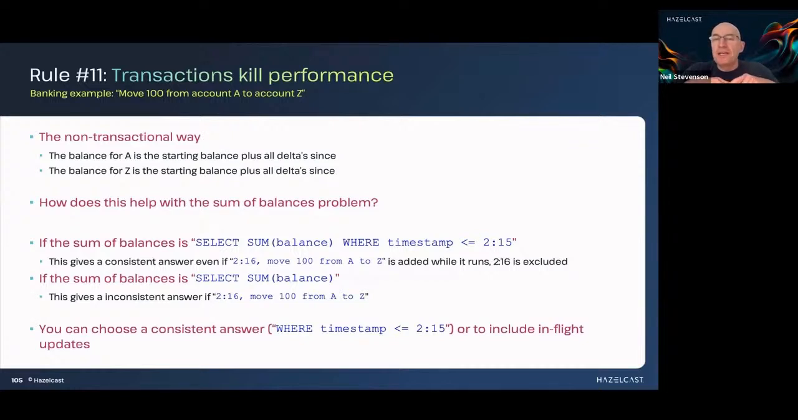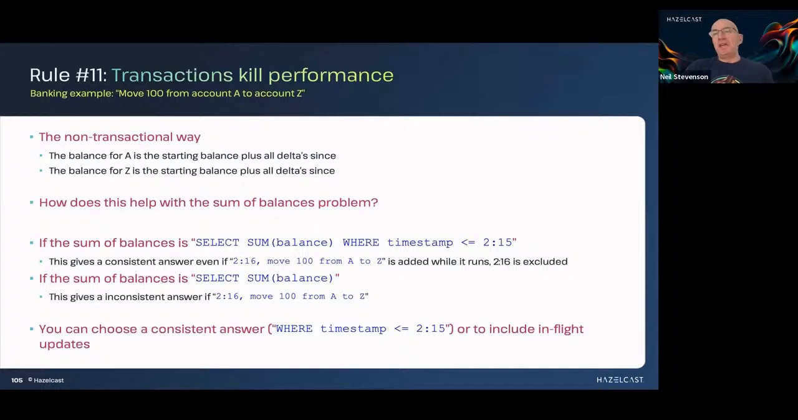If I do my query, select sum of balance at a particular point in time, it either includes that delta record or it excludes that delta record and gives us a consistent answer. So you can have a consistent answer using the timestamp-based approach, or you can tolerate that you might have that intermediate position, just doing the ordinary SQL select sum. You choose. And now you're aware what the difference is.